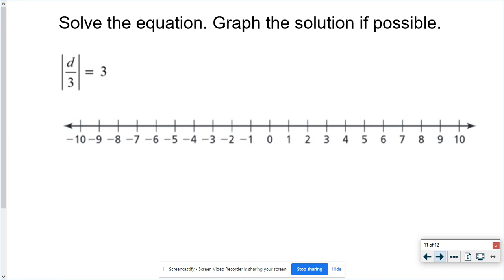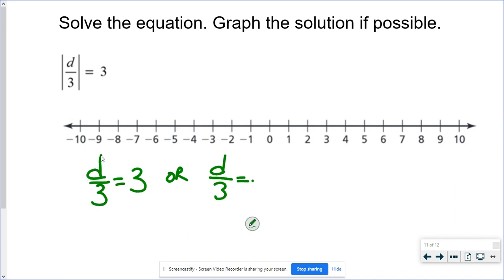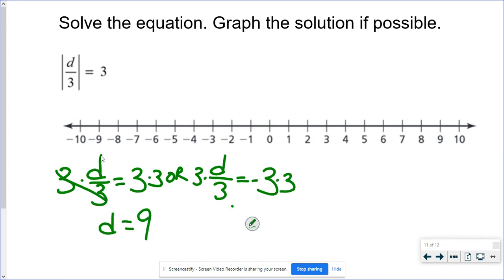Last problem. The absolute value of d over 3 is equal to 3. So d over 3 equals 3, or d over 3 equals -3. I have to really hurry because I'm almost out of time here. Multiply by 3, and I get that d equals -9 and +9, which can happen sometimes.